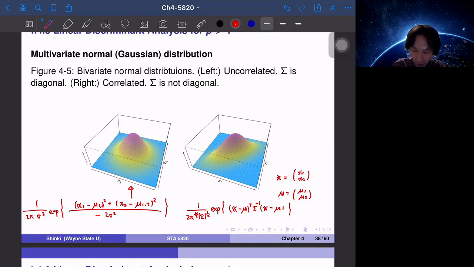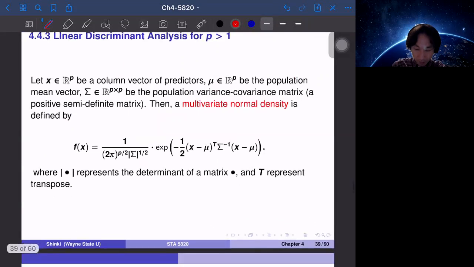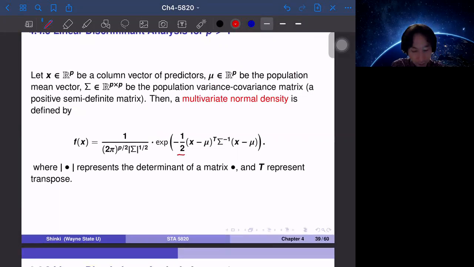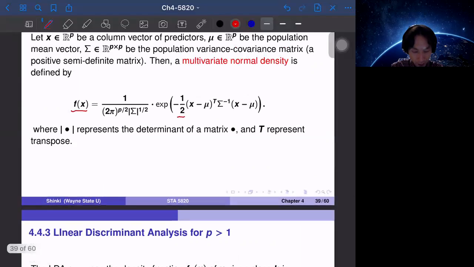So this is the density of the bivariate normal distribution, and in general, the multivariate normal distribution. Maybe we have to put 1/2, but this is the exact definition of the multivariate normal density. So it is an extension of the univariate normal distribution. And still, we can use almost the same formula to calculate the mu sub k and the sigma.